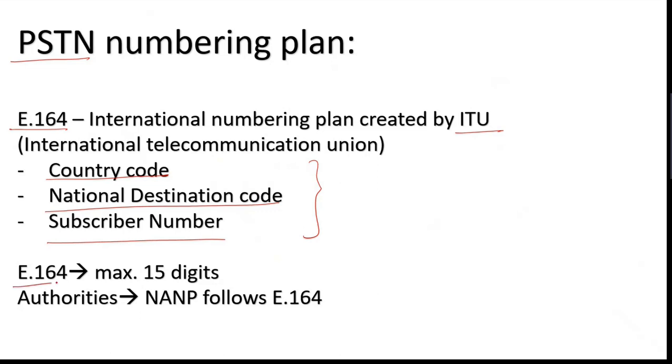In E.164, the maximum number of digits a number can have is 15, which is for international numbers. The authority that follows this standard is NANP. NANP stands for North American Numbering Plan. They follow this standard.